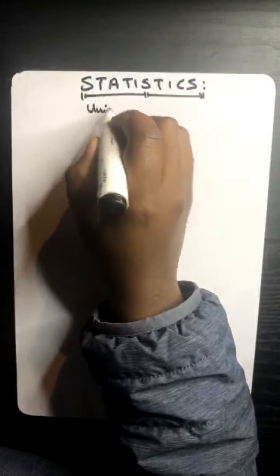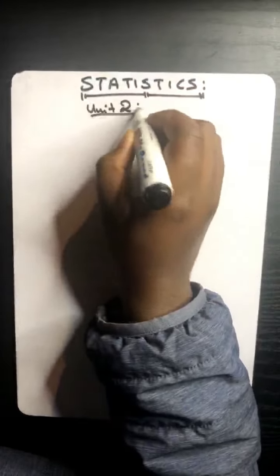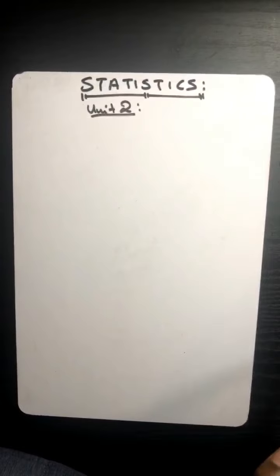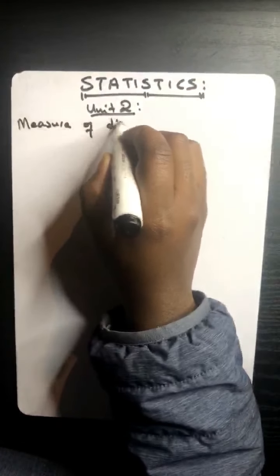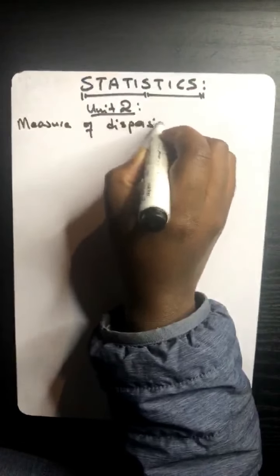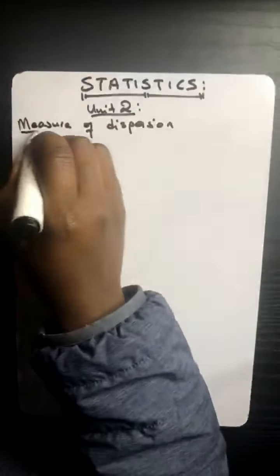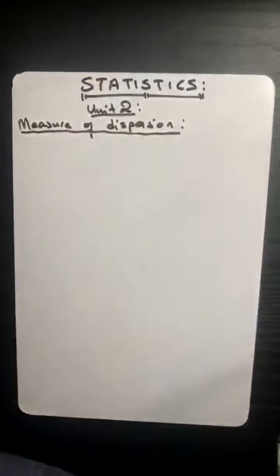Let me try to write statistics. Obviously, today we are on unit number 2. Under unit number 2, we say we are looking at the measure of dispersion. This is what we are looking at.